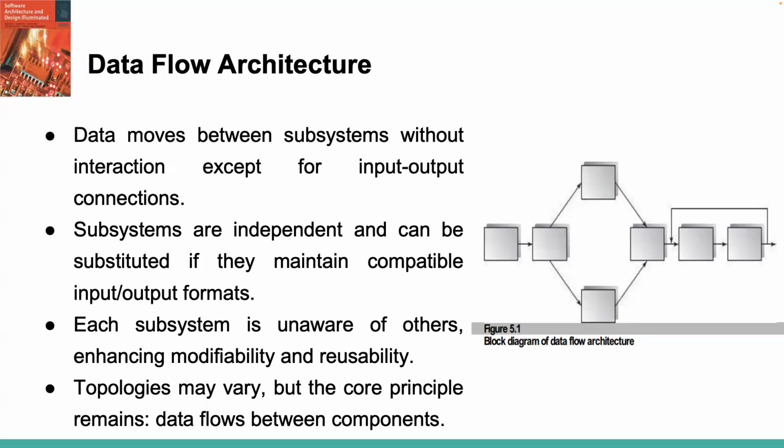system. So, to summarize, data moves between subsystems without interaction except for the input-output connections. Subsystems are independent and can be substituted if they maintain compatible input-output formats. This design enhances modifiability and reusability, making it a robust choice for systems that need to evolve over time. We can now dive into some specific examples of where data flow architectures are used in real-world applications.